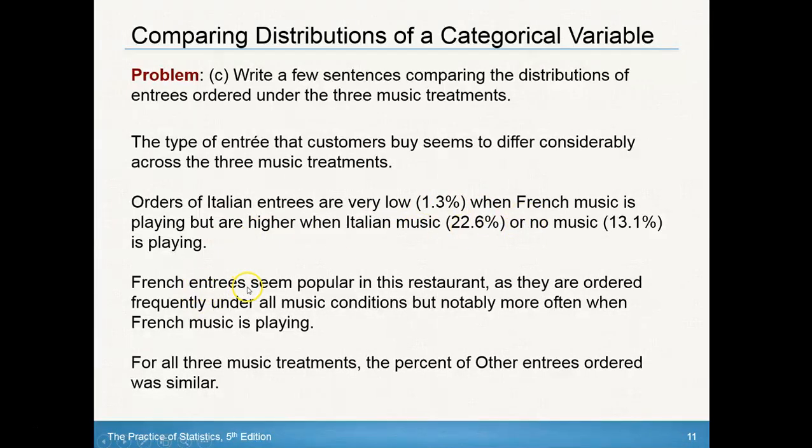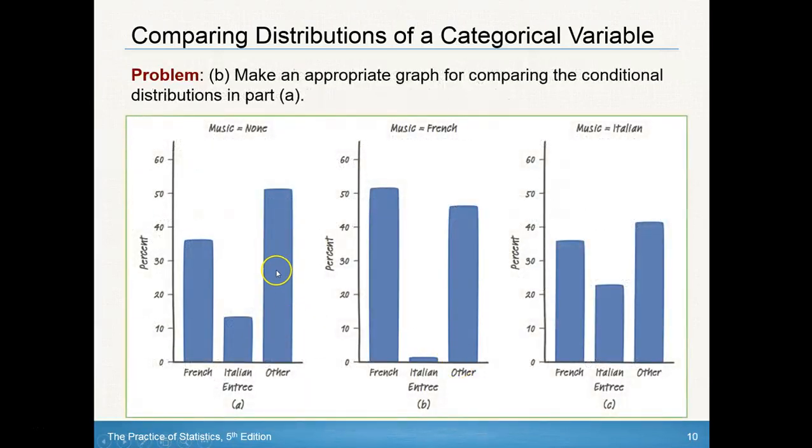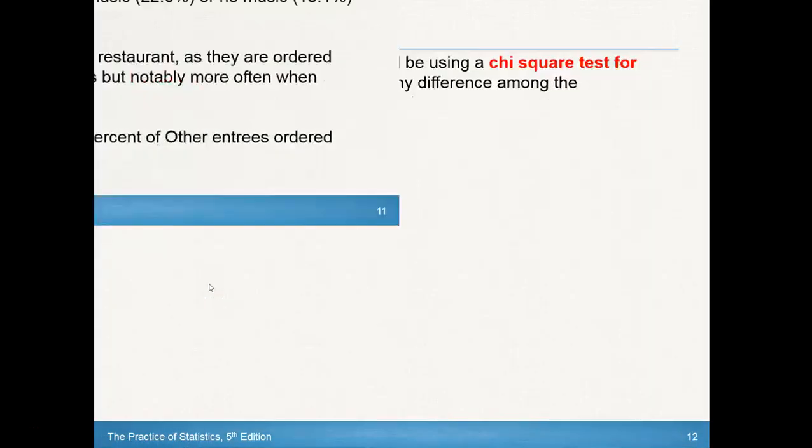French entrees seem popular in this restaurant as they are ordered more frequently under all the music conditions, but most often when French music was playing. For all three music treatments, the percent of other entrees ordered was similar. So if you take a look, notice other was similar in all the conditions. The Italian entrees were ordered more when Italian music was playing, and the French was ordered most often or very often in all three cases.